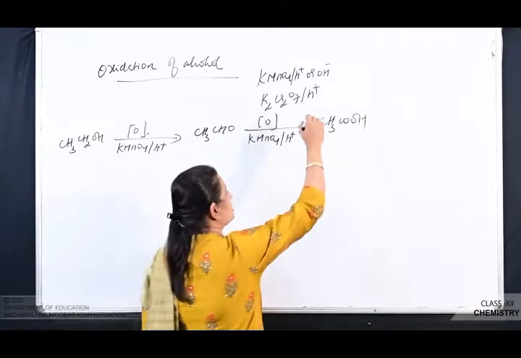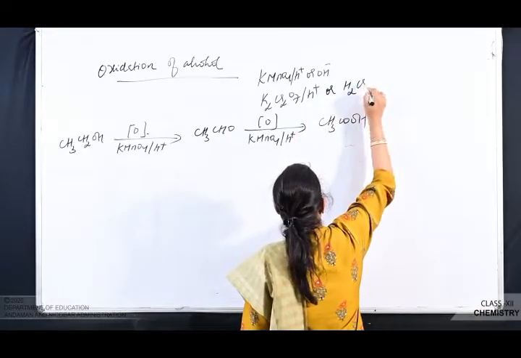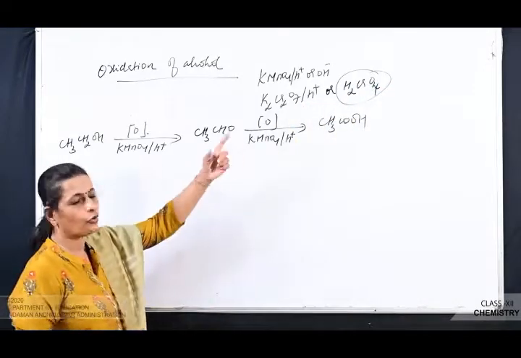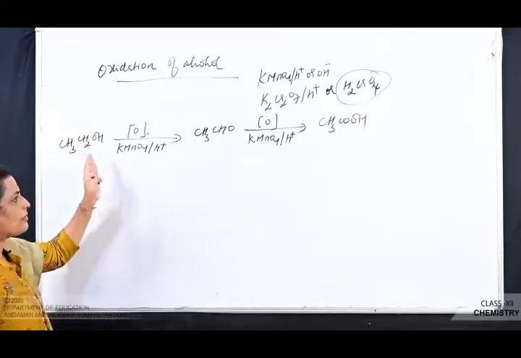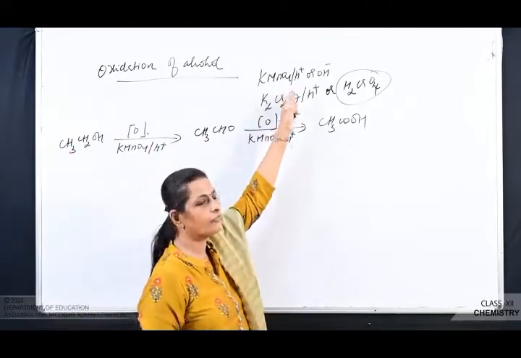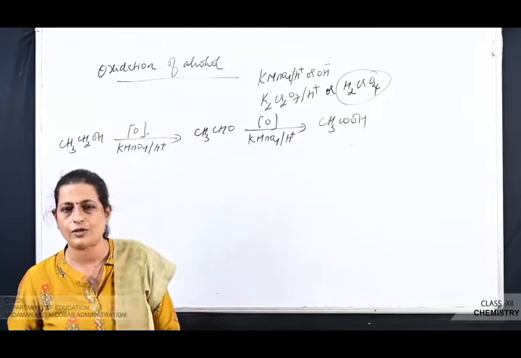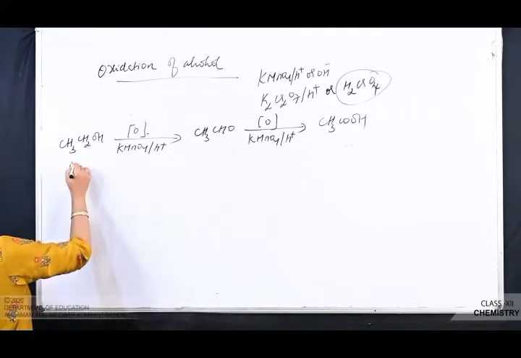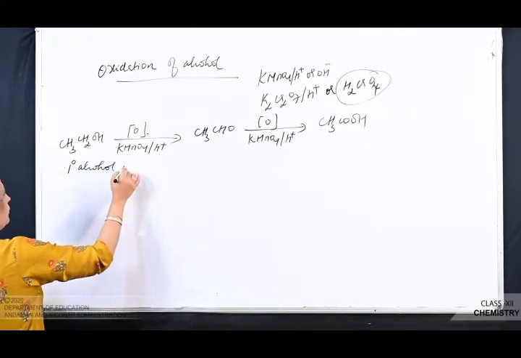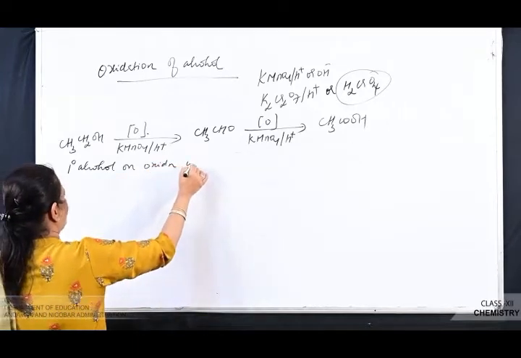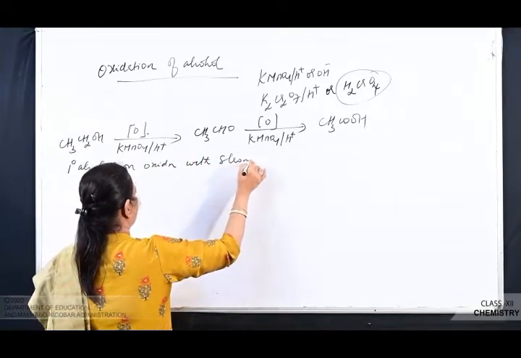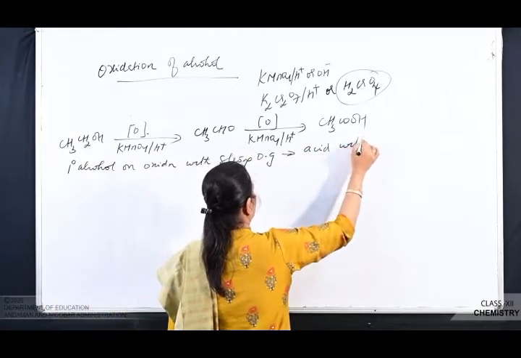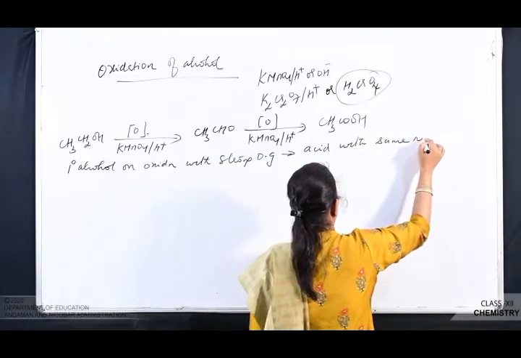Instead of potassium dichromate, you may also be given chromic acid, H2CrO4. That is, dichromate reacts with the acid to give you what? Chromic acid. So is it clear? A primary alcohol on oxidation with any of these reagents gives you a carboxylic acid with what? Same number of carbon atoms. So that is the first one, for primary alcohol. So primary alcohol on oxidation with a strong oxidizing agent gives acid with the same number of carbon atoms.